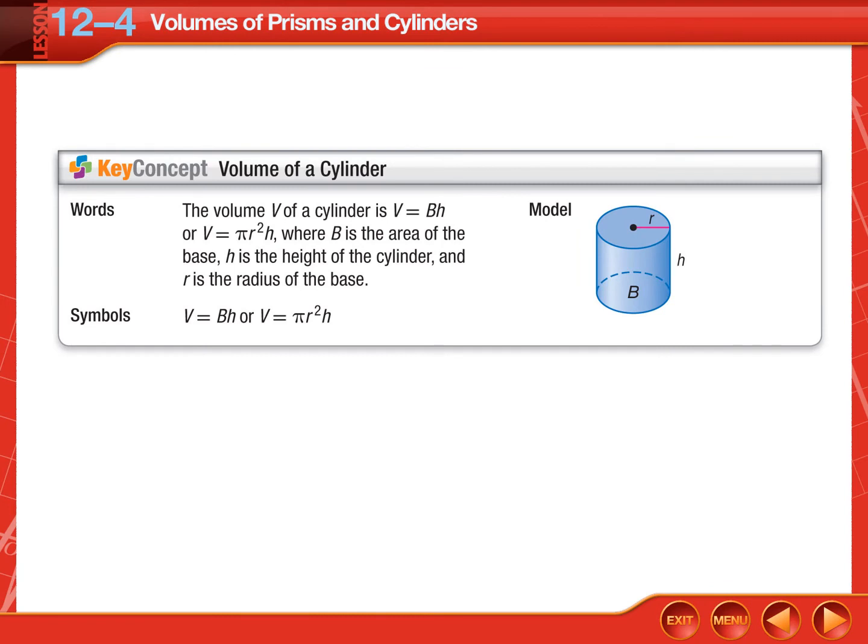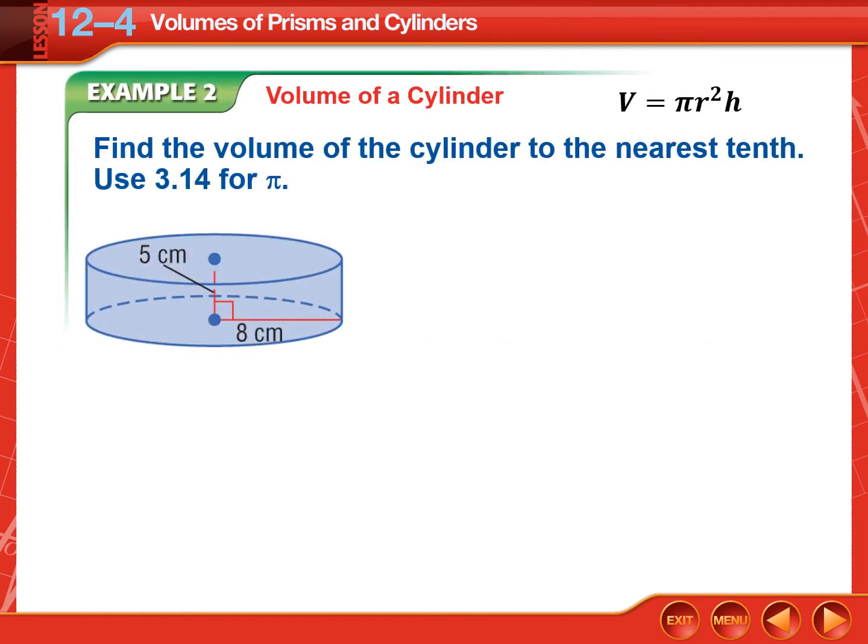Cylinders, again, easy peasy, because you just have to follow the formula. Formula is pretty easy, pi r squared h, and we're going to use 3.14 for pi. So pi r squared h. Find the volume of the cylinder to the nearest 10. Use 3.14 for pi. All right, so all we have to do is just substitute. This is great. So we know 8 here is our radius, and we have 5 here as our height.